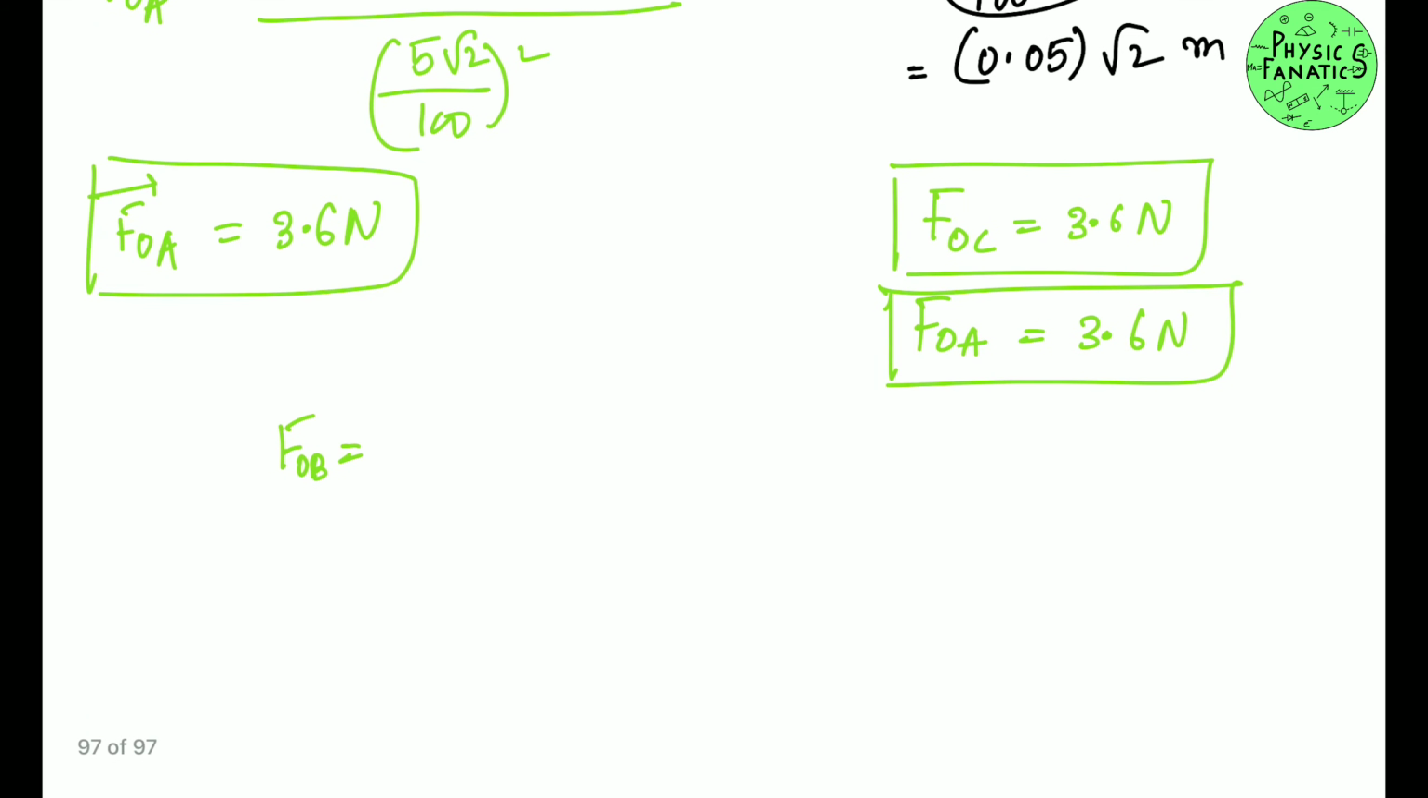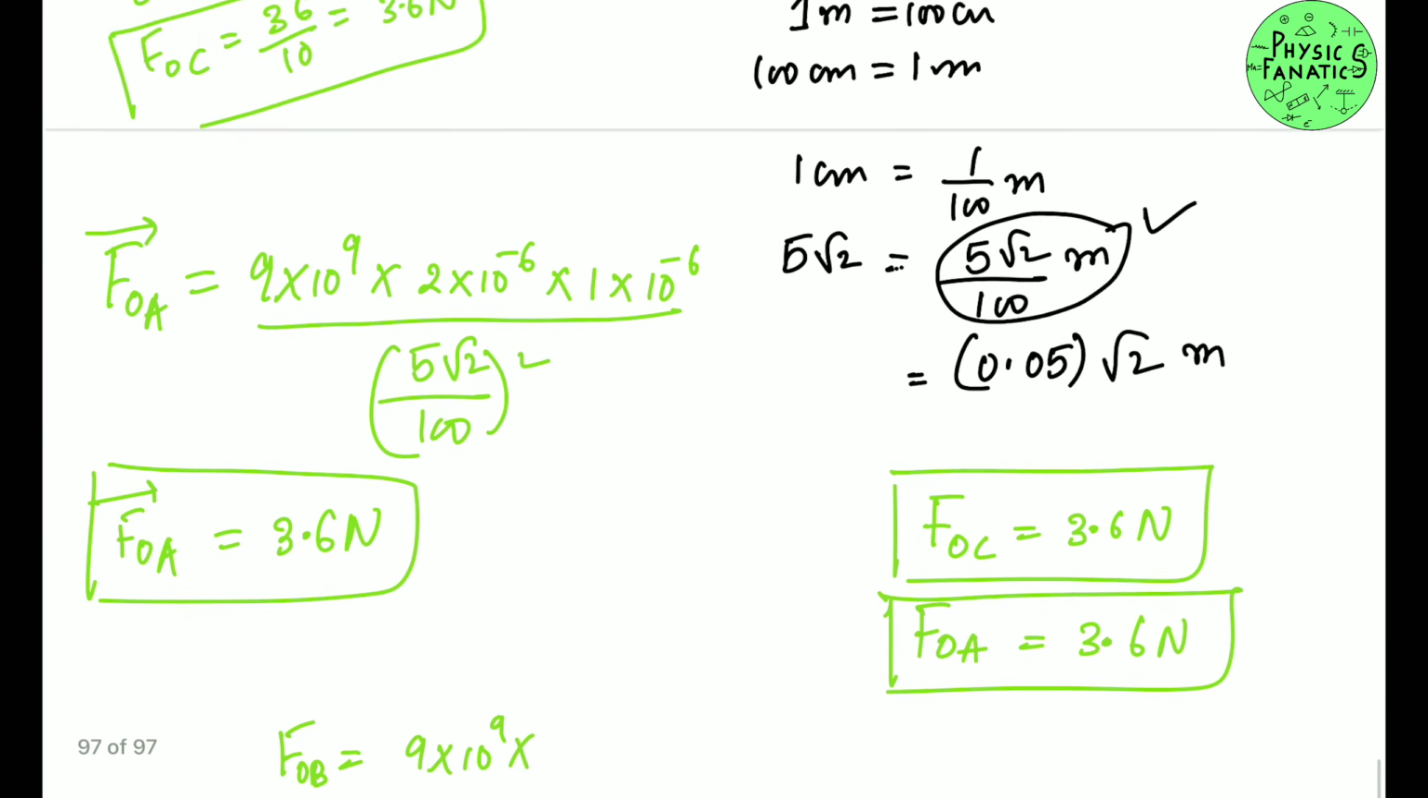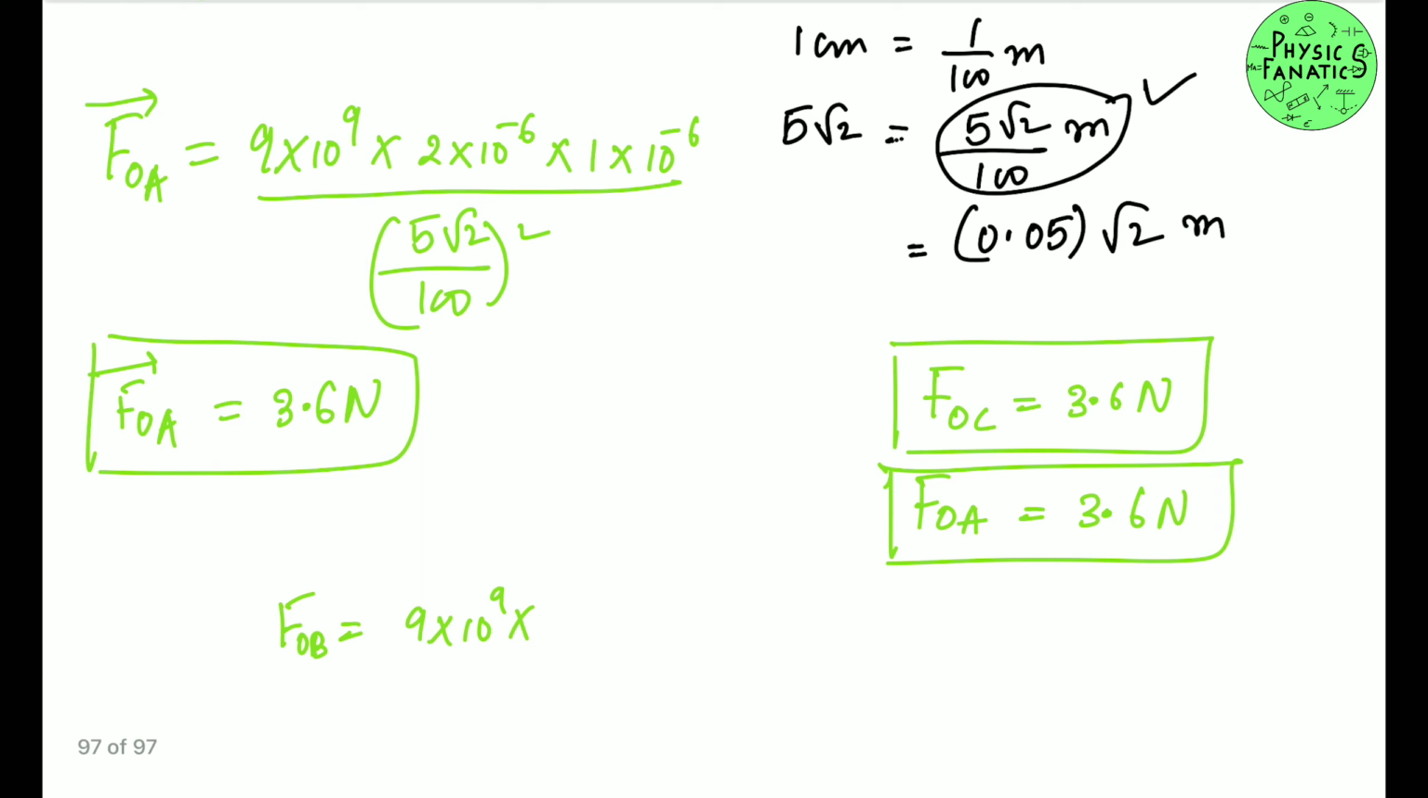So you will get 9 into 10 to the power 9 into, what is the first charge? First charge is your 5. You guys can see this is your 5 microcoulomb. So let me write it here. This will be 5 into 10 to the power minus 6 into, the middle charge is 1 into 10 to the power minus 6 divided by, this is 5 root 2 upon 100 whole square.